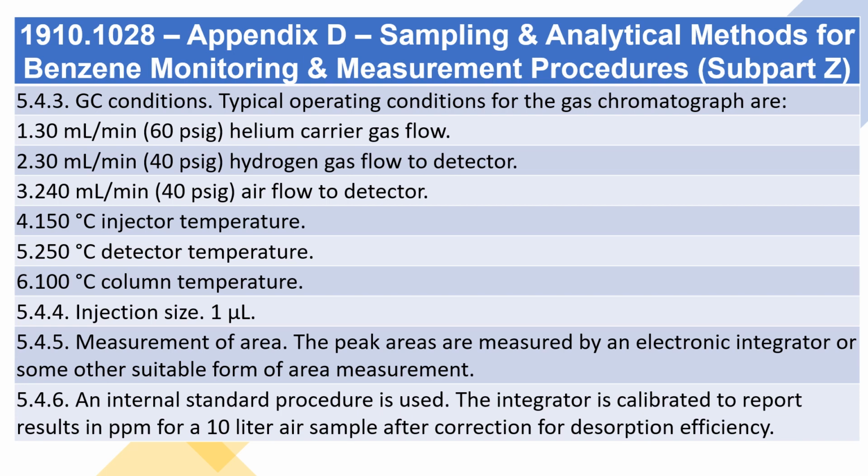5.4.5. Measurement of area. The peak areas are measured by an electronic integrator or some other suitable form of area measurement. 5.4.6. An internal standard procedure is used. The integrator is calibrated to report results in ppm for a 10-liter air sample after correction for desorption efficiency.